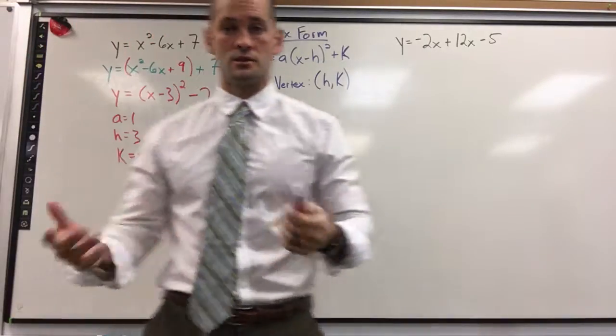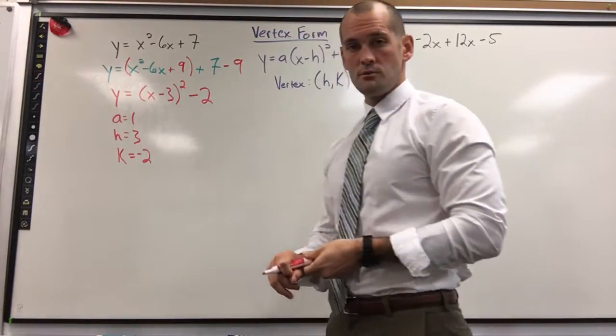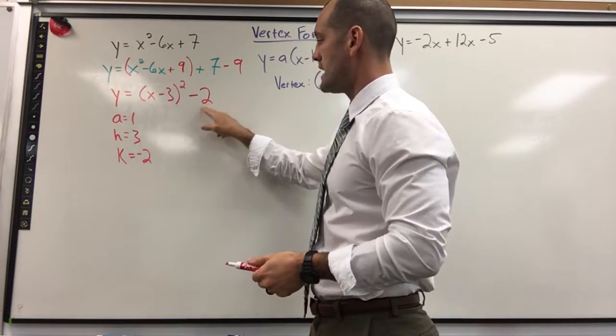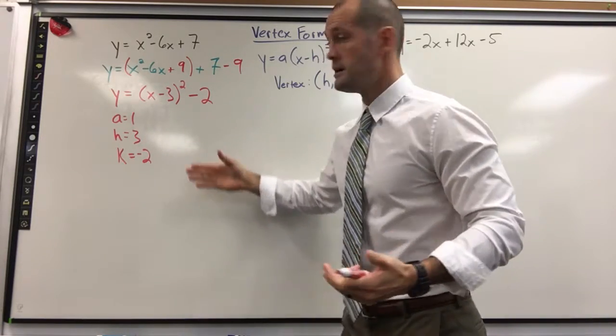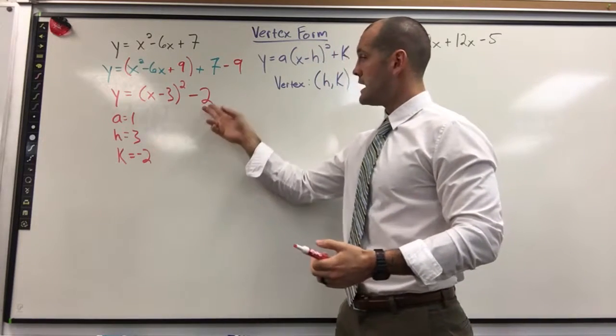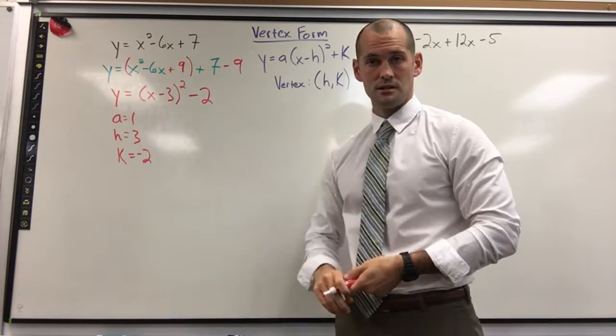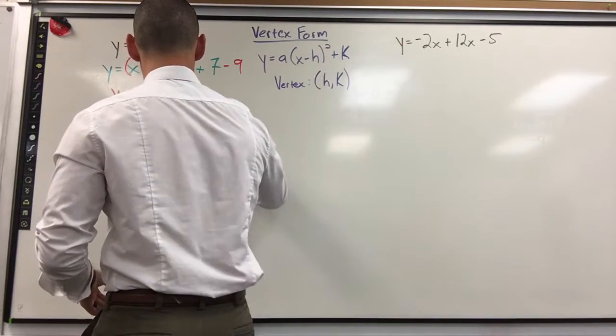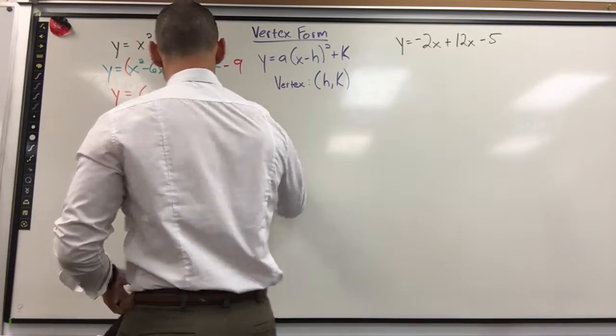Another way to think about it, a student came up with this a couple years ago. To remember the h and k values, they would just say h is opposite, k is okay. Meaning, whatever you see in the parentheses, the h is the opposite of that, and the k value is okay exactly the way it is. So now that I know my values, I know my vertex is 3, negative 2.